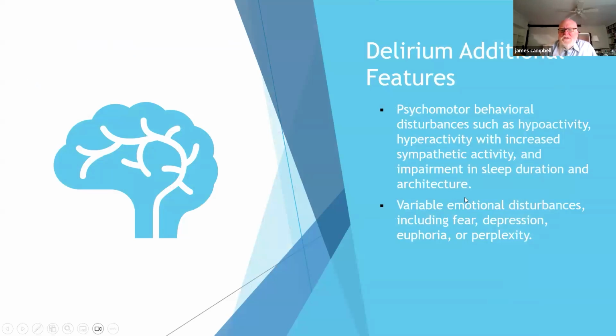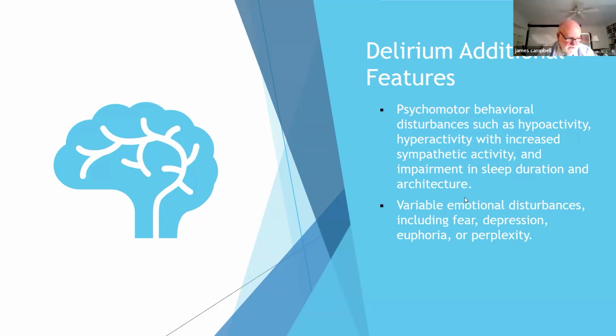Additional features, there are the psychomotor behavioral disturbances, such as hypoactivity or hyperactivity. So somebody who is delirious can be basically sleepy. They can look groggy. They can look out of it. Or somebody with delirium can be agitated. They can be grabbing at things. They can be pulling at things. When we're in the hospital setting, they can be intolerant of tubes, intolerant of IVs. They can have increased sympathetic activity. They're basically firing their fight or flight response because they really are in trouble.